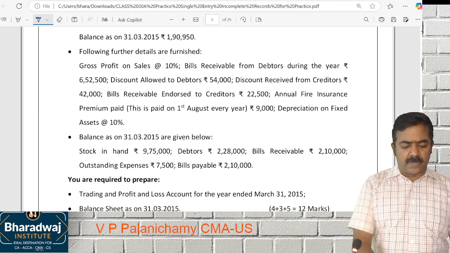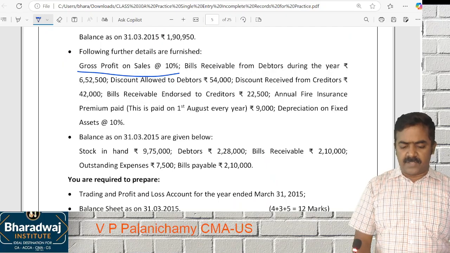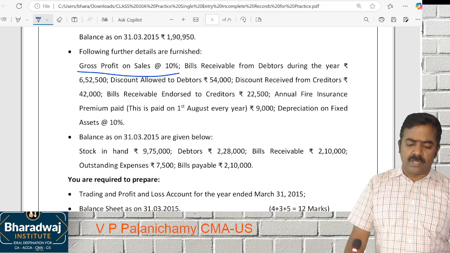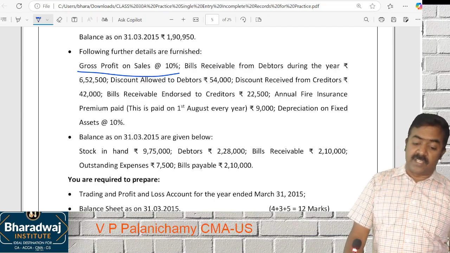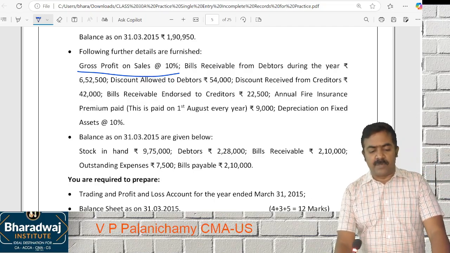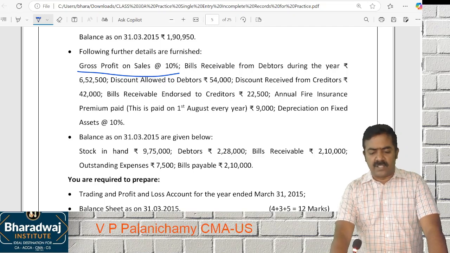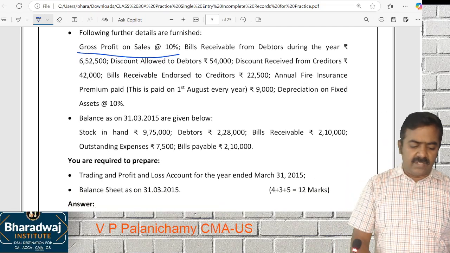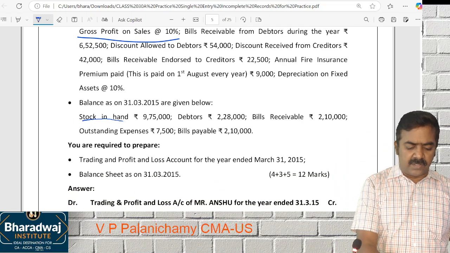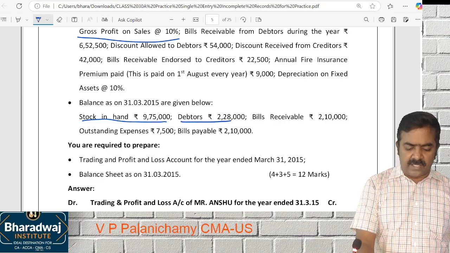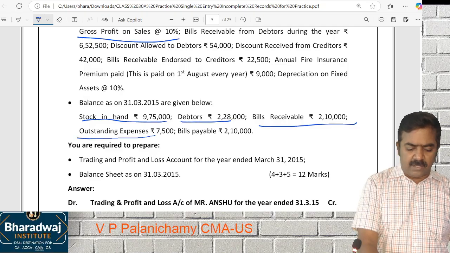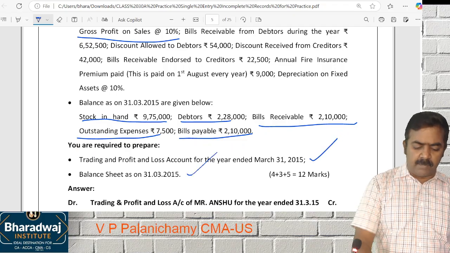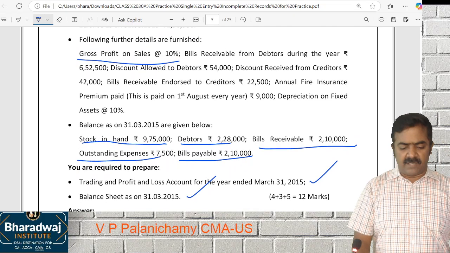Look at this. Gross profit on sales, how much? 10%. Bills receivable received from debtors, 6,52,500. Discount allowed, discount received, bills receivable endorsed to creditors is given. Annual fire insurance premium is paid. This is paid on 1st August every year. Depreciation on fixed asset 10%. At the end of the year, what is given to us? Closing stock, closing debtors, closing bills receivable, closing outstanding expenses, and closing bills payable is given to us. Prepare the trading P&L account and prepare the balance sheet like that they have asked for.